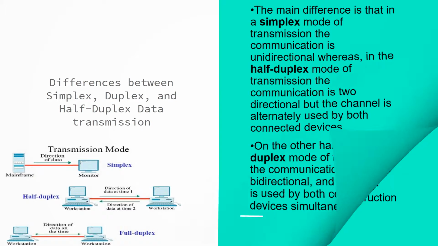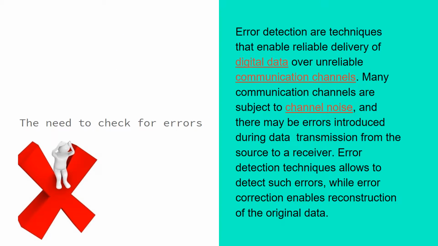The need to check for errors. Error detection refers to techniques that enable reliable delivery of digital data over unreliable communication channels. Many communication channels are subject to channel noise, and there may be errors introduced during data transmission from the source to a receiver. Error detection techniques allow us to detect such errors, while error correction enables reconstruction of the original data.